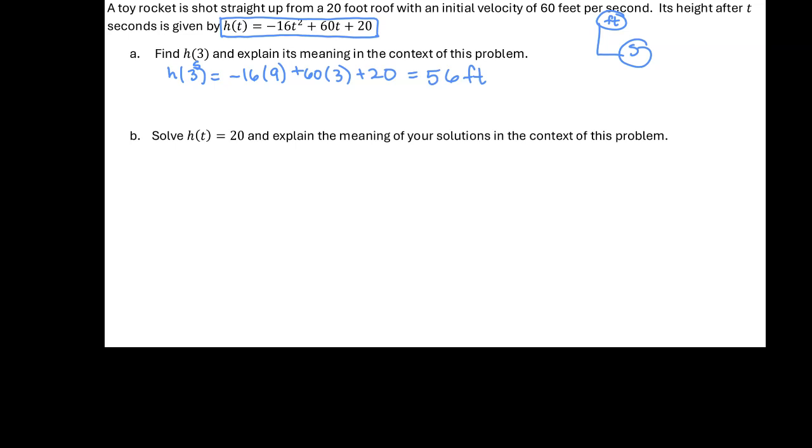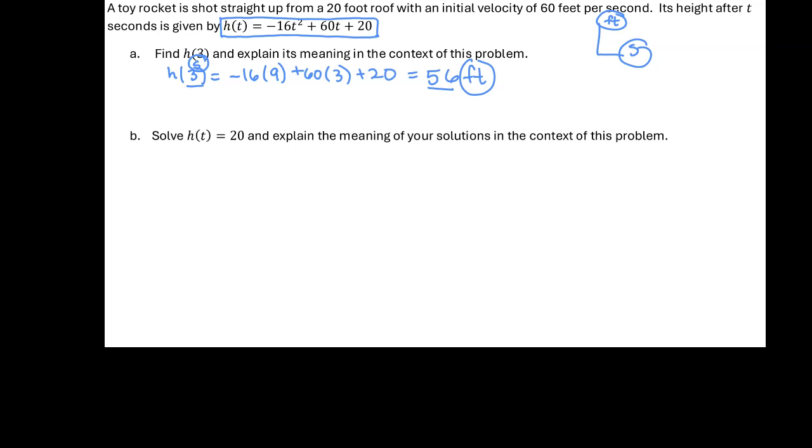I want a complete sentence. I want you to use the 3 and the 56 in your sentence, and I want you to include units on any numbers that you're using. So that's all important when you're explaining.